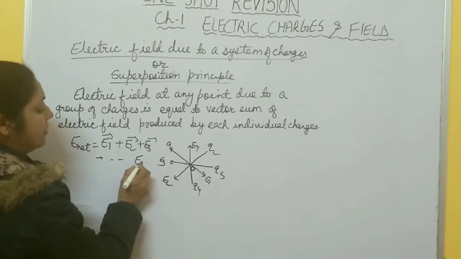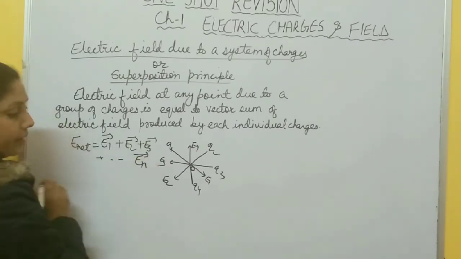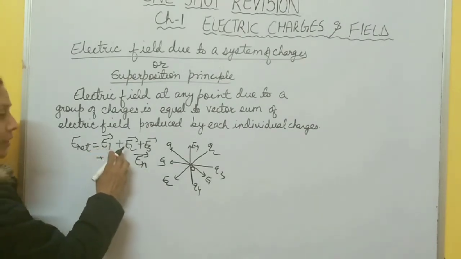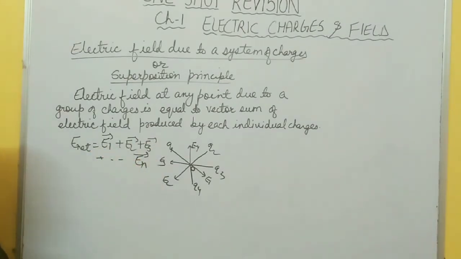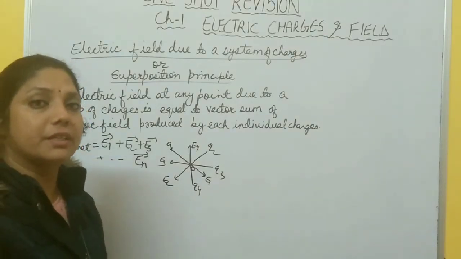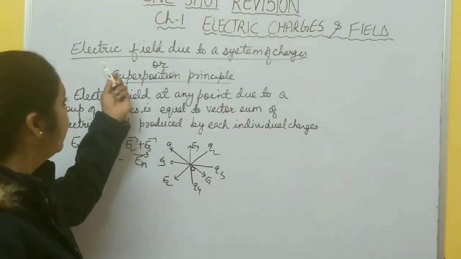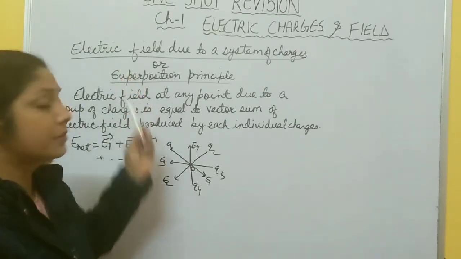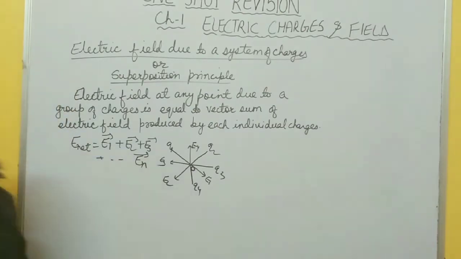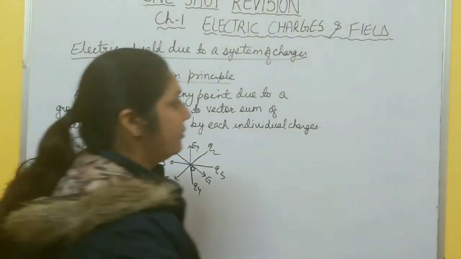If there are n charges, then the total electric field at a point due to n charges is E1 plus E2 plus E3 up to En, right? This is electric field due to a system of charges, and in the same way that there are numericals for a system of charges for force, there are also some numericals using the superposition principle for electric field, right? One more thing is left.